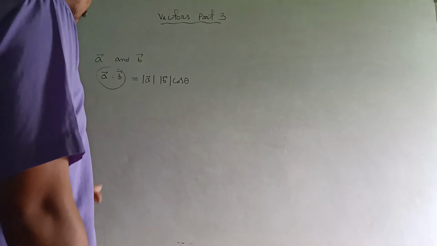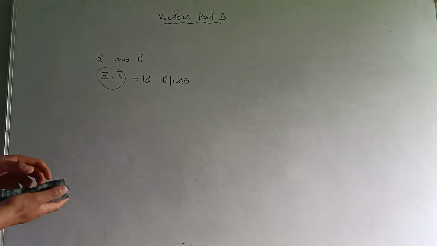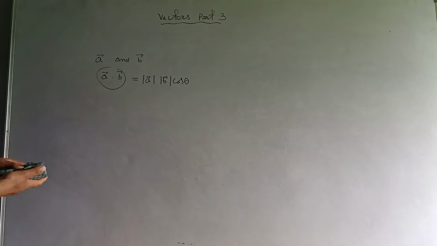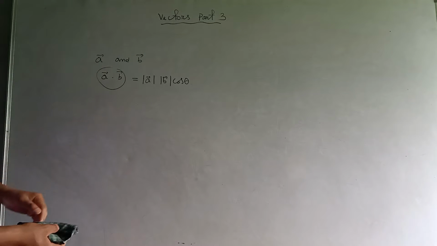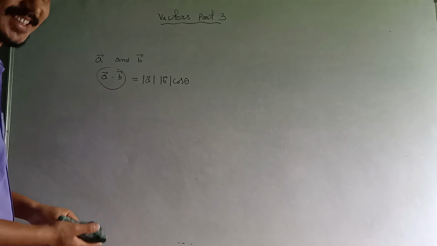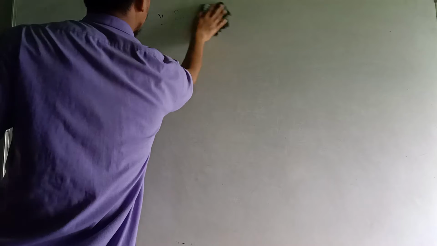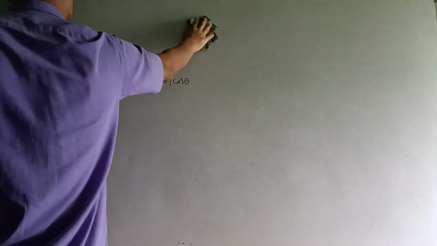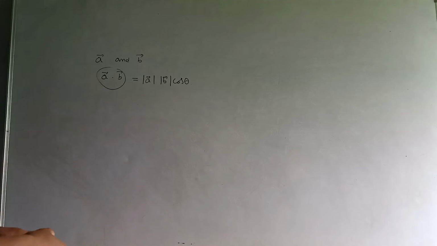So this is the third class on vectors. This is class number 3 for vector algebra. Okay. And in this class, I think we will continue with our exercise 10.3, which is mainly on the dot product.